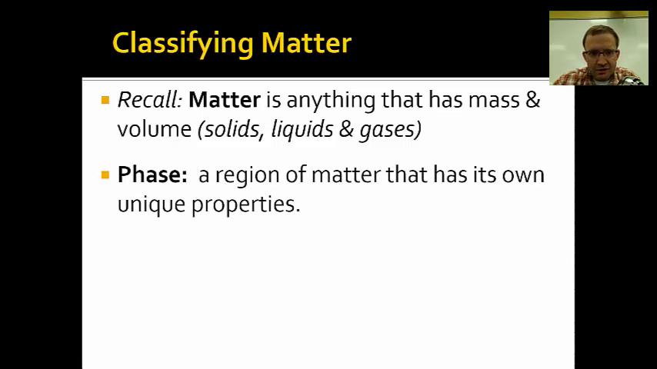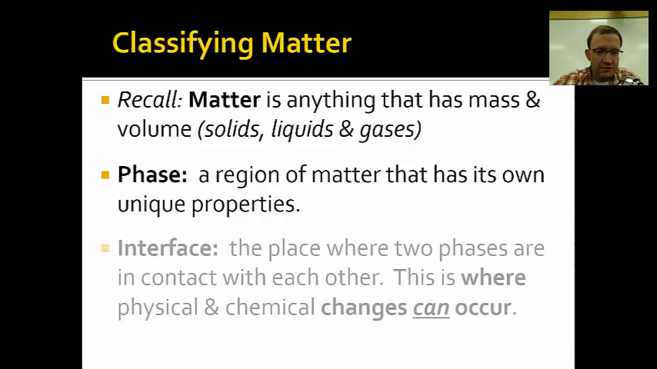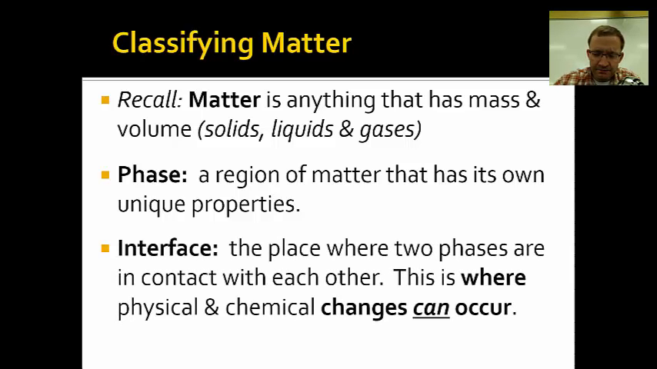A phase, a new term perhaps, is a region of matter that has its own unique properties. It's a part of a material that you can visibly tell from the others or be able to observe is different from the others. So a phase is a part of a material that you can see is distinctly its own. It has its own color, it has its own state, and so forth. And you'll see some examples of that coming up.